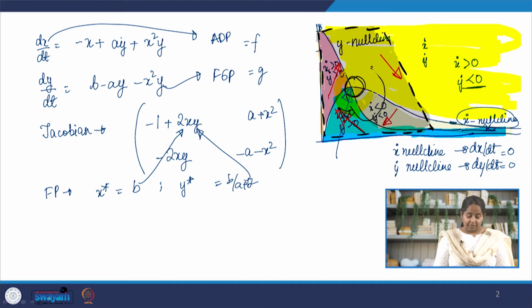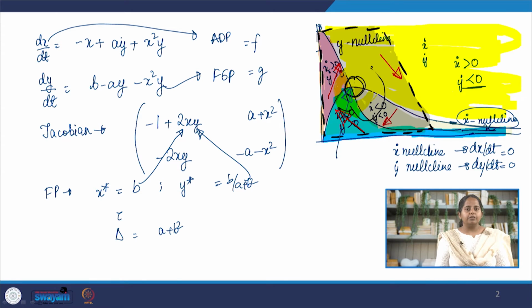Once you put in the values, you will very easily get the trace and the determinant from the characteristic equation. Now the determinant in this system is very simple. It is equal to a plus b squared.